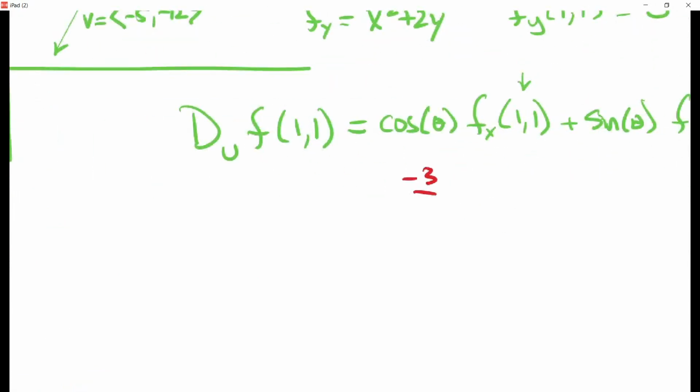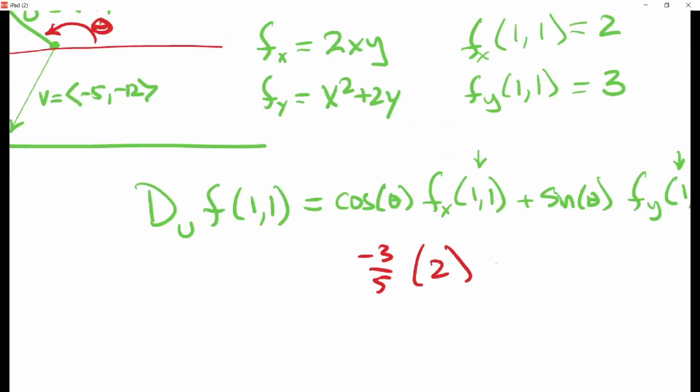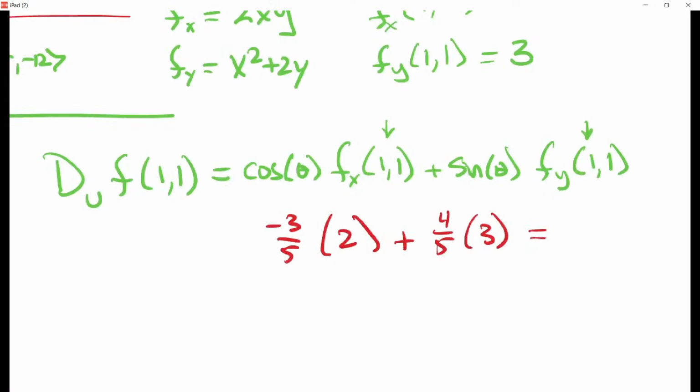Okay, so let's do this. Cosine was -3/5 times the slope in the x direction plus 4/5 times the slope in the y direction. And what's this going to be? 6/5 is the final answer. Does that look right? It's as right as it's going to get.